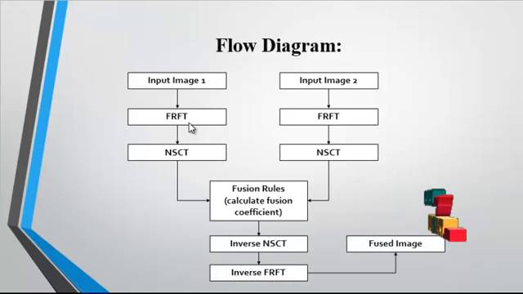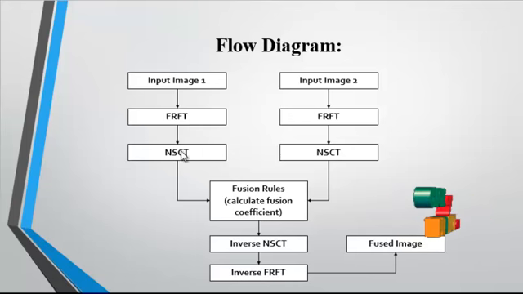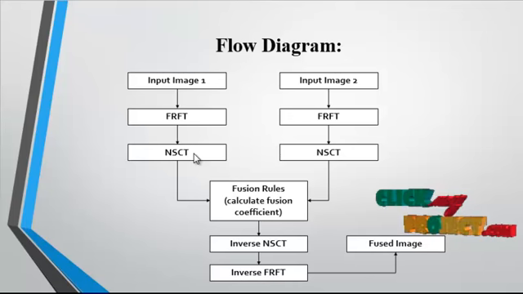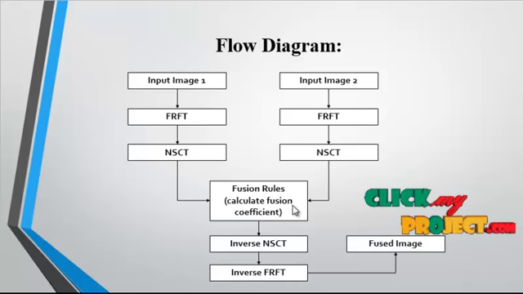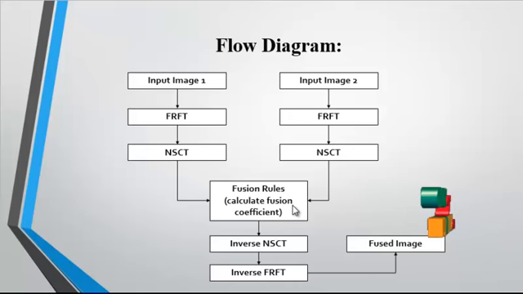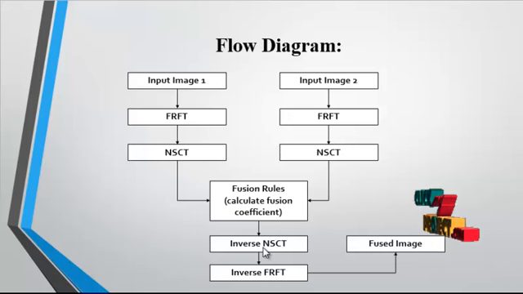After the FRFT conversion, the transformed images go to the NSCT module. NSCT is abbreviated as non-subsampled contourlet transform. Then the transformed images are taken to the fusion rules. The fusion rules consist of calculating the fusion coefficients of the frequencies of the separate images. Then the inverse NSCT transform is applied. After inverse NSCT, the fused image comes out of the NSCT.